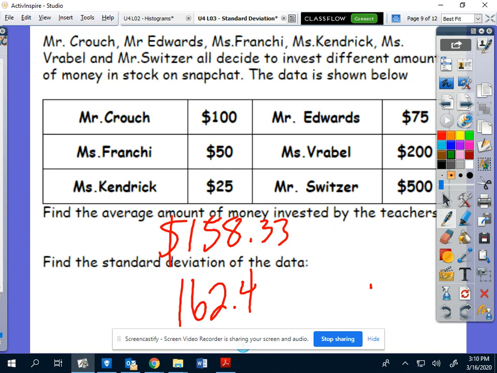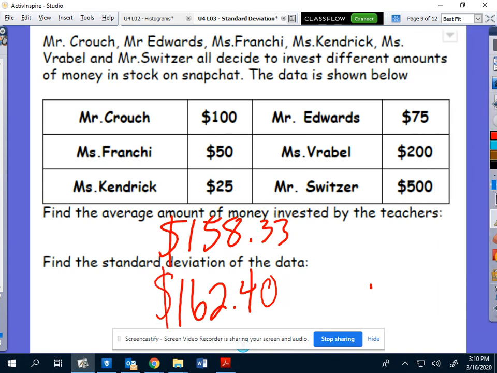And again, we type those numbers into Desmos and we find our average amount. So our average investment was $158.33. Our standard deviation was about $162.40. Okay, so this is very basic to do because we're just using Desmos to do it. We're typing our data values in and we are finding our average, we're finding our standard deviation.